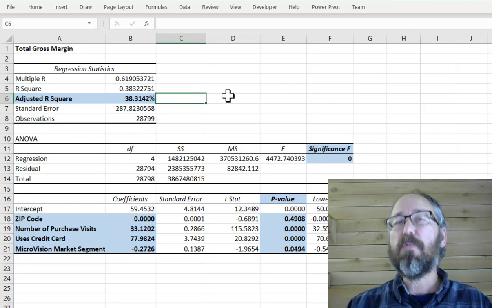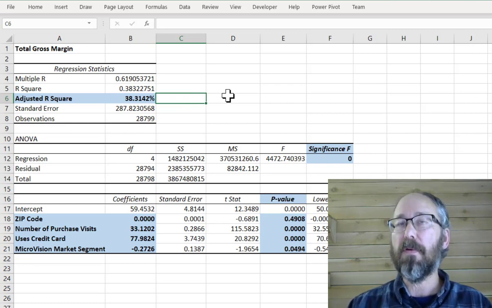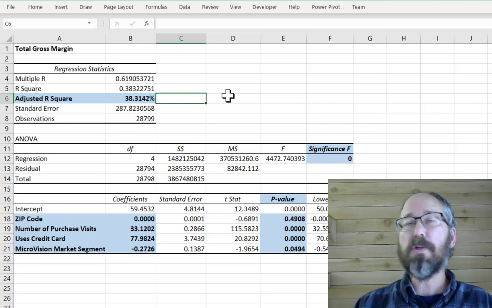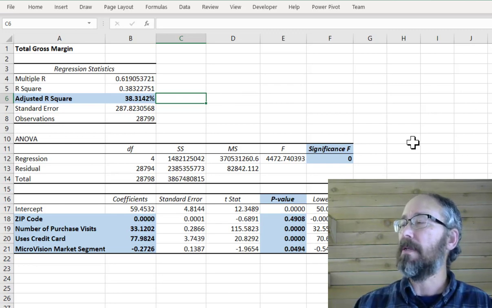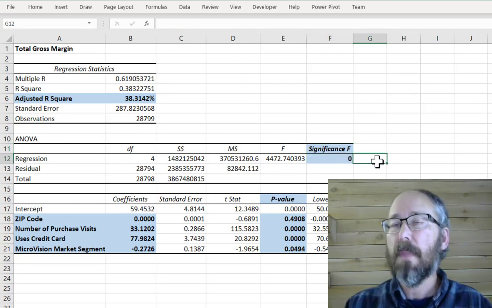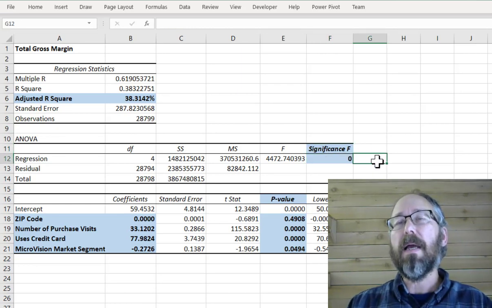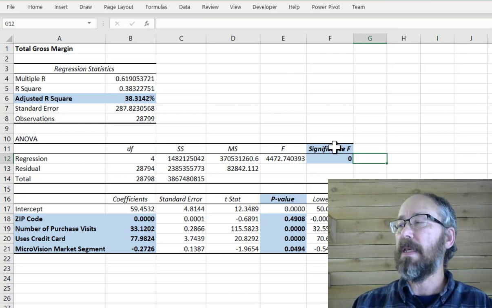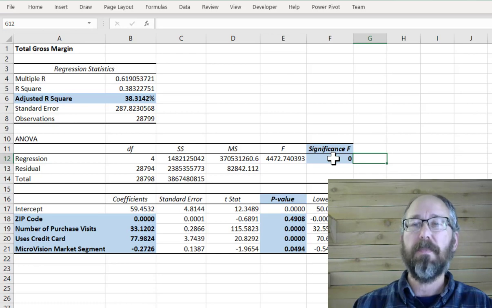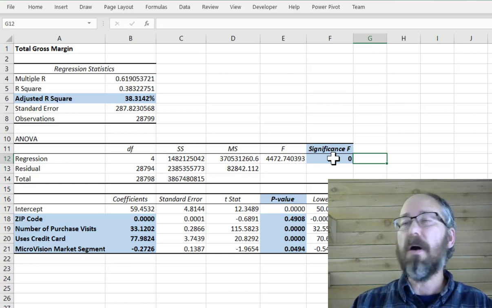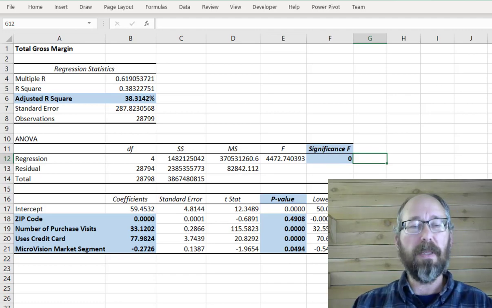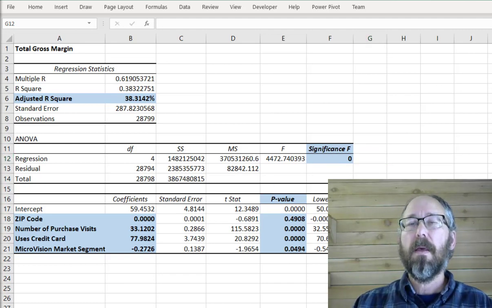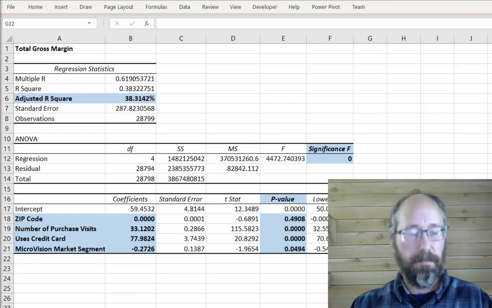This demonstration is primarily about test of significance for linear regression. So the first one we want to look at is the significance of F, which is right here highlighted for you. Now, what we're looking at is joint significance here. So this applies to the entire equation. And it's based on a two-tailed hypothesis. So let's take a look at that hypothesis. It will help to have a visual.